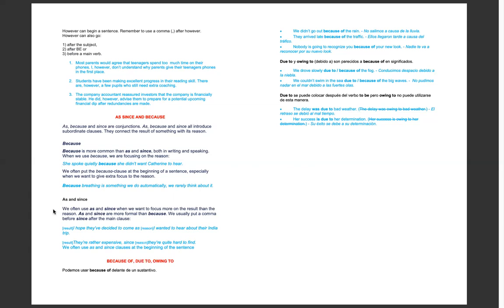We often use as and since when we want to focus more on the result than the reason. Okay, más en el resultado que la razón. As and since are more formal than because. Son más formales que because, ¿vale? We usually put a comma before since after the main clause.